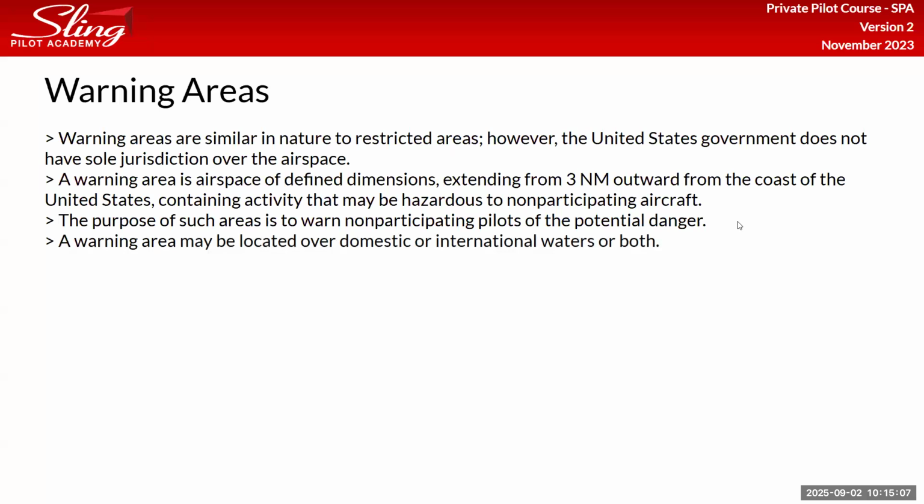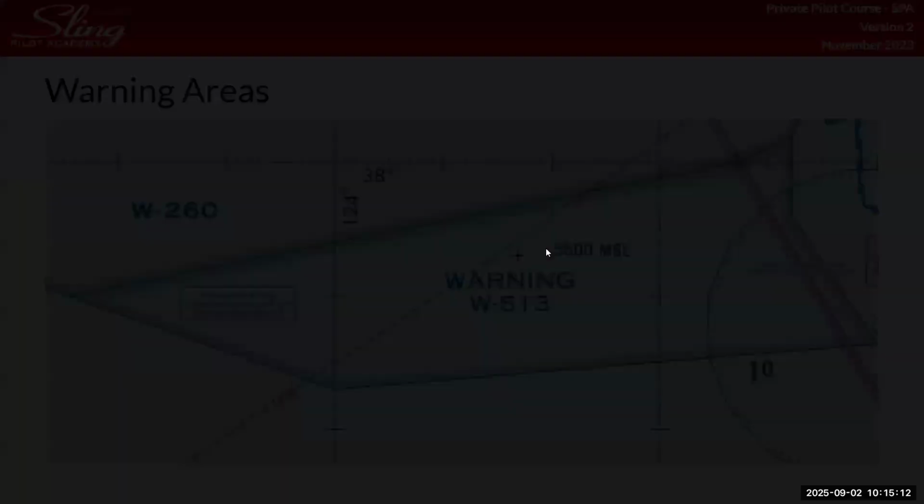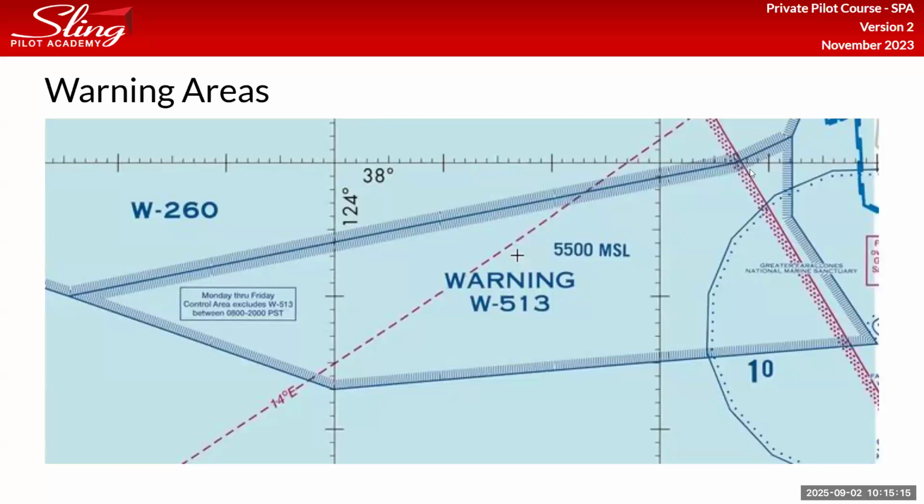So mostly over the water, we can see it's going to be a W for warning area. Yeah, it looks like this. We have them all around us outside on the coast. Looks like a big area like this. Warning with a W and a number. And then it also has a little box with information on when it's active and not active. And again, we are not prohibited from flying through these areas, but it's letting us know that there's activity there that we should be wary of.